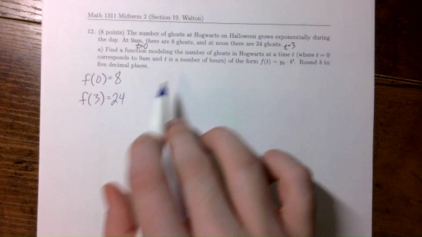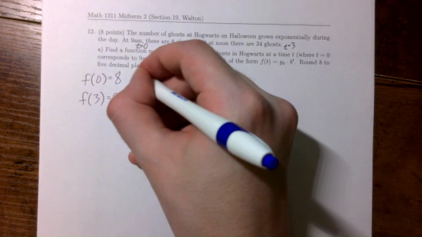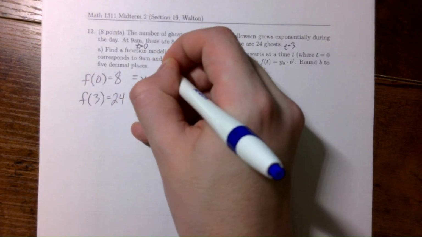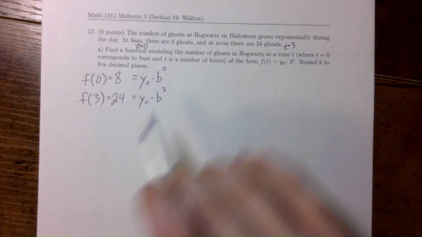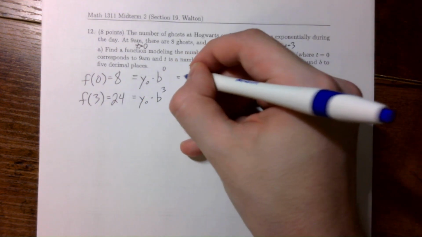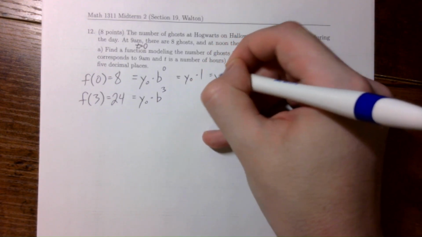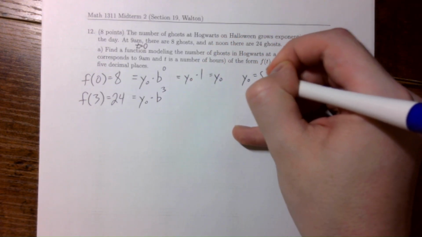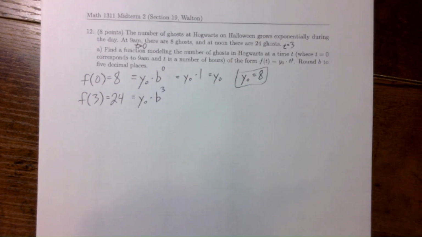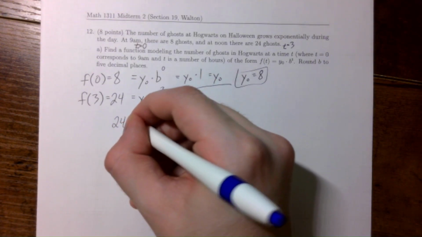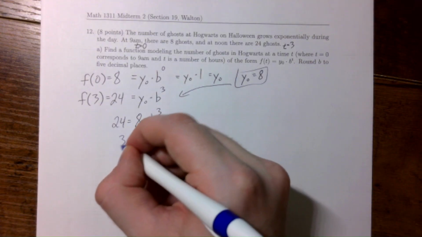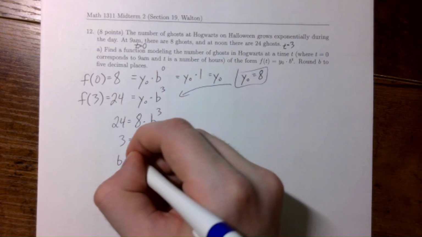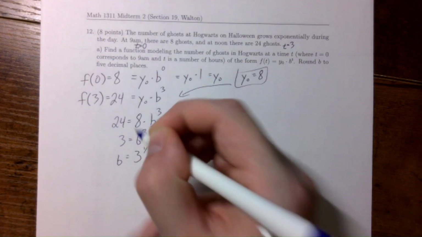So f of 0, I can plug that in here. So this is the same thing as y0 times b to the 0, and this is y0 times b to the 3. Well, b to the 0 is just 1. So this is y0 times 1, which is y0. So this tells me that y0 is equal to 8. So that's a helpful piece of information. I can take that and I can plug it into this, and I get 24 equals 8 times b cubed. I can divide both sides by 8, and I get 3 equals b cubed. So that tells me that b is 3 to the 1/3.